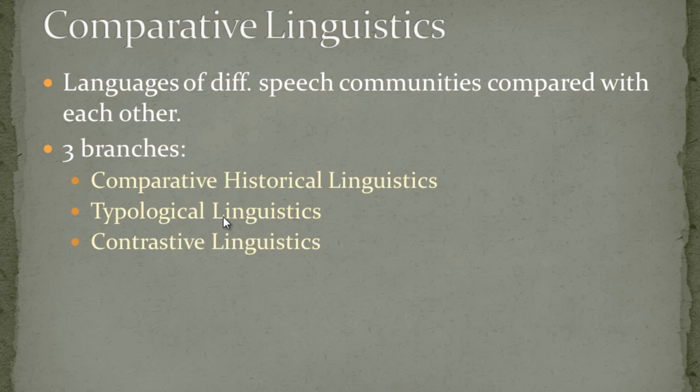Another branch of linguistics that is still very useful today is typological linguistics. In typological linguistics, we do not try to find out the family relationship among languages. Instead, we try to find out the typology. This is a new concept. Typology basically refers to the form of languages, how languages are formed.